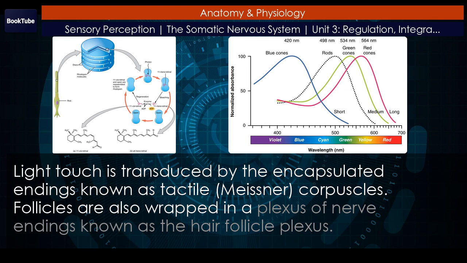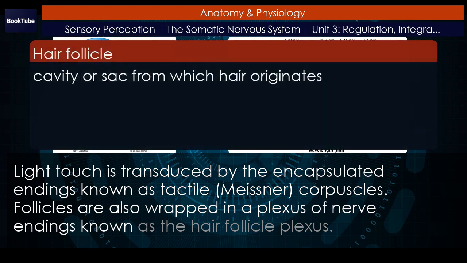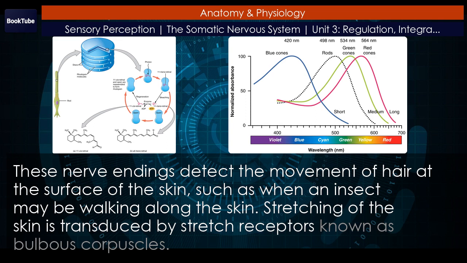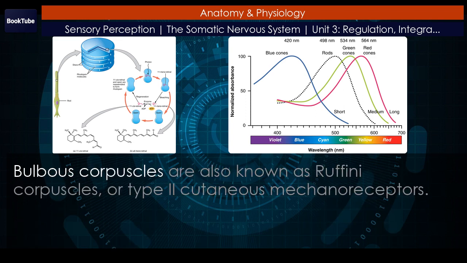Follicles are also wrapped in a plexus of nerve endings known as the hair follicle plexus. These nerve endings detect the movement of hair at the surface of the skin, such as when an insect may be walking along the skin. Stretching of the skin is transduced by stretch receptors known as bulbous corpuscles. Bulbous corpuscles are also known as Ruffini corpuscles, or type 2 cutaneous mechanoreceptors.